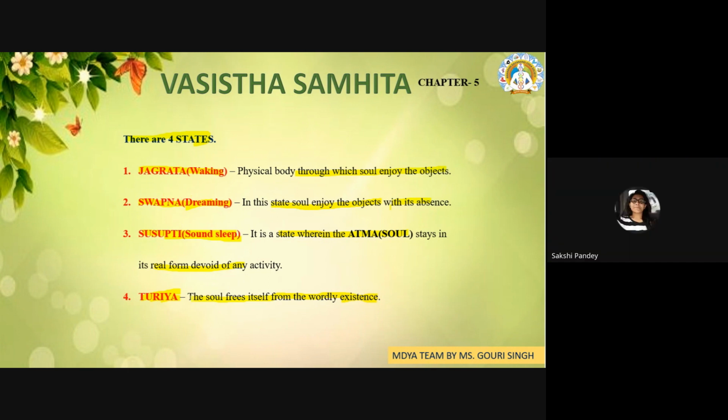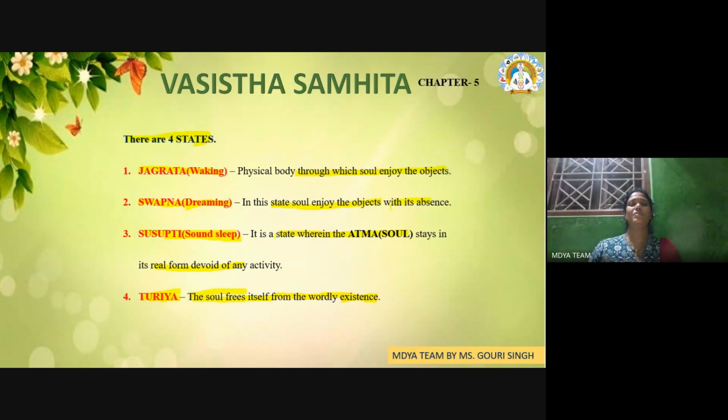Yes, please explain the third one again. Susupti. Susupti means the state where Atma comes to its form and again goes back to the body. Because of the absence of different enjoyable things, you come back to the body, and for a few seconds Atma comes to its real form. That action of coming and going is called Susupti.